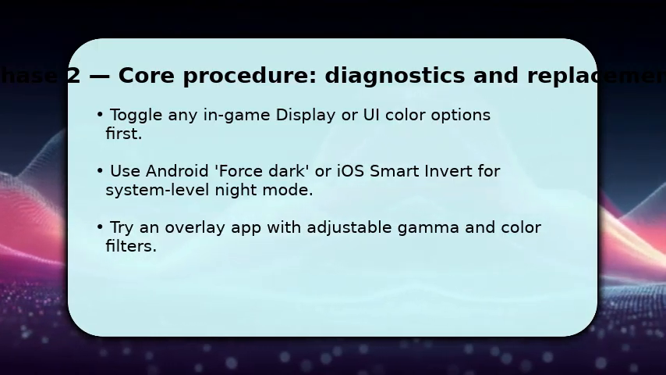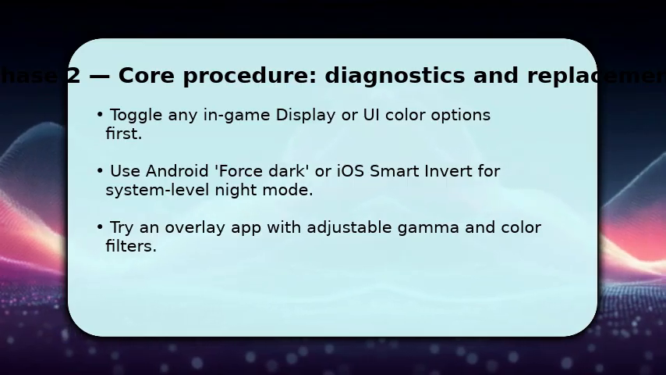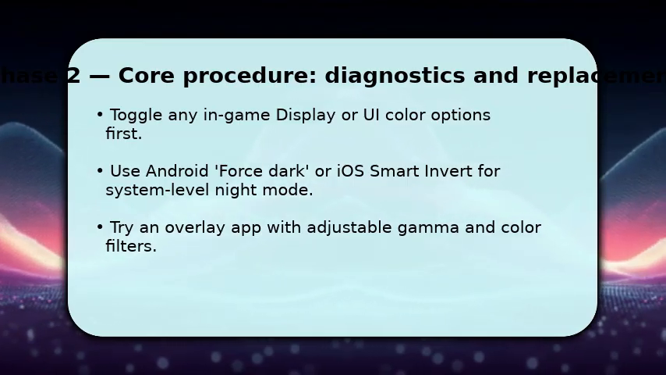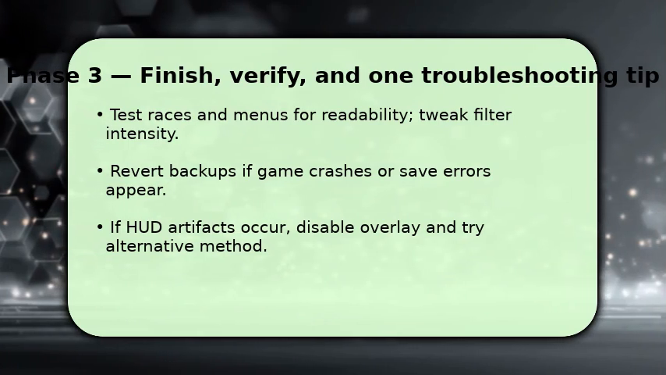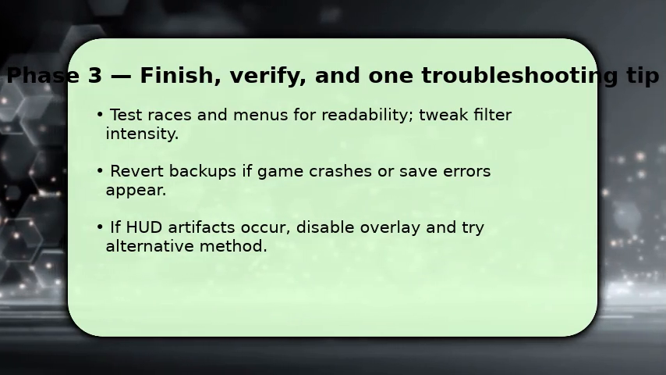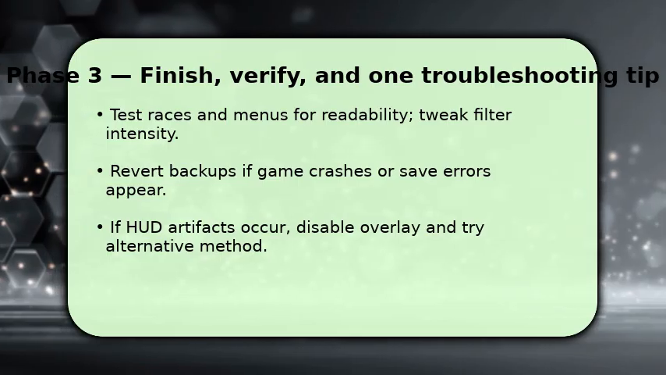You're almost done. Test several races and menus, and adjust overlay intensity or system dark settings until in-game text, gauges, and replay visibility are clear. Make sure frame rate and touch response stay normal.